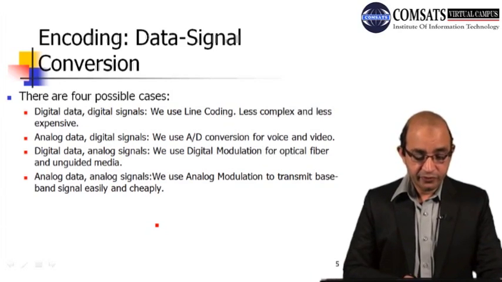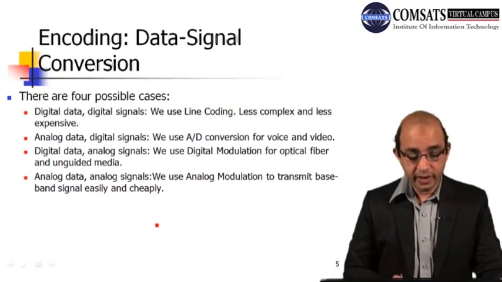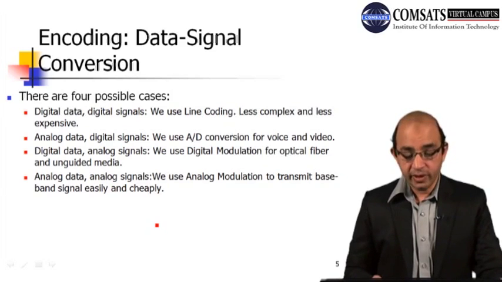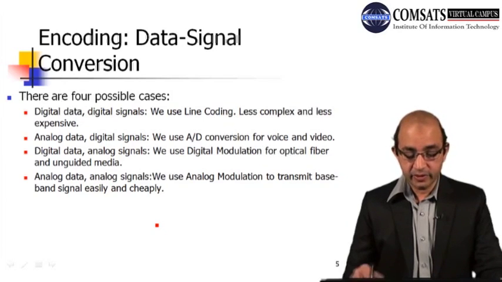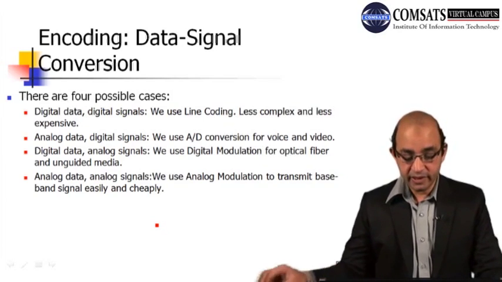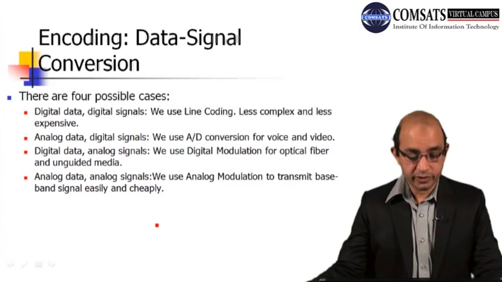And if we have digital data and we are going to use analog signaling, we are actually using digital modulation for optical fiber and unguided media. So there is one example of fiber optics, and then another example of fiber optics and unguided media, free space. Then for analog data and analog signals, we use analog modulation to transmit the baseband signal easily and at a lower cost.